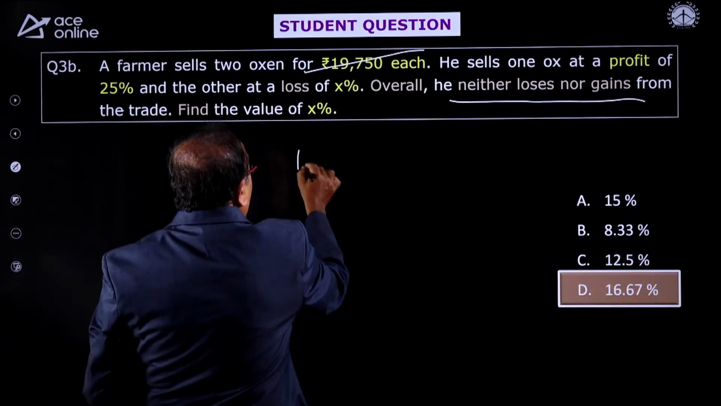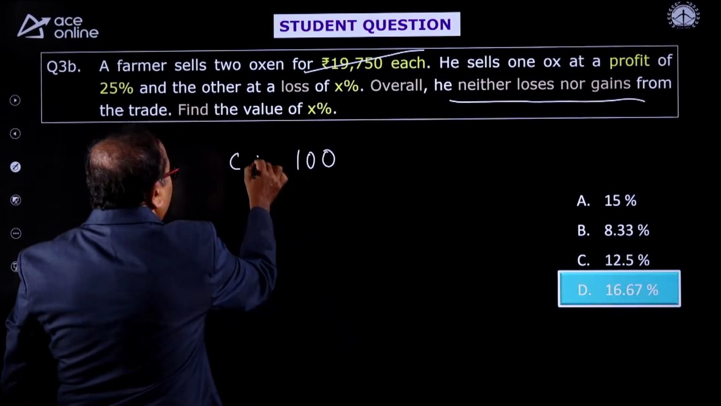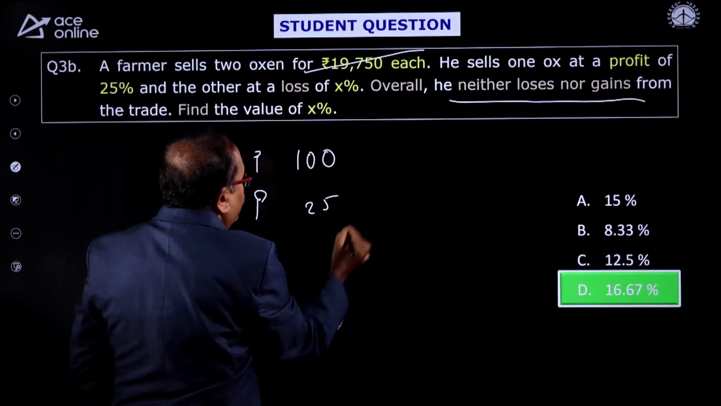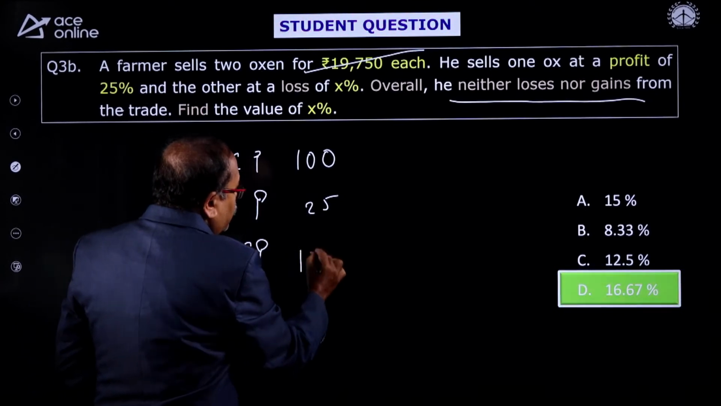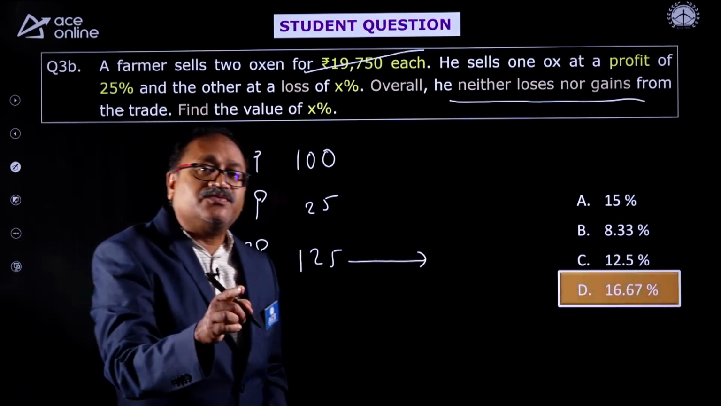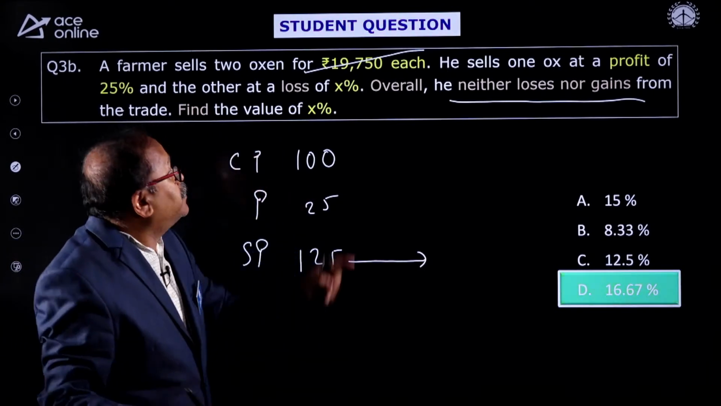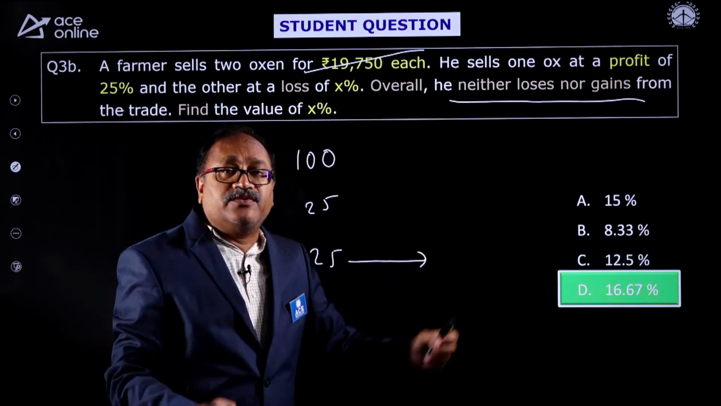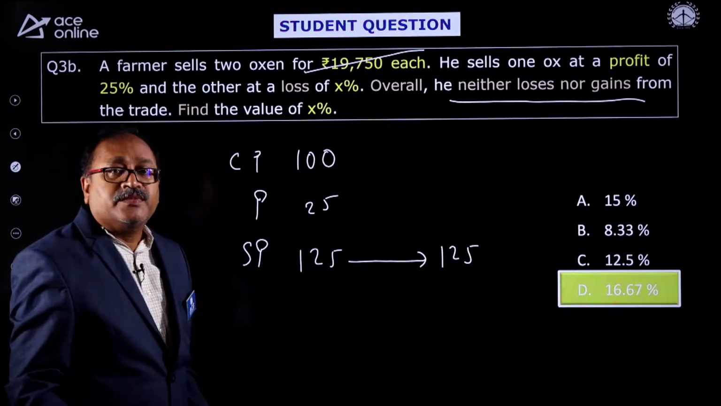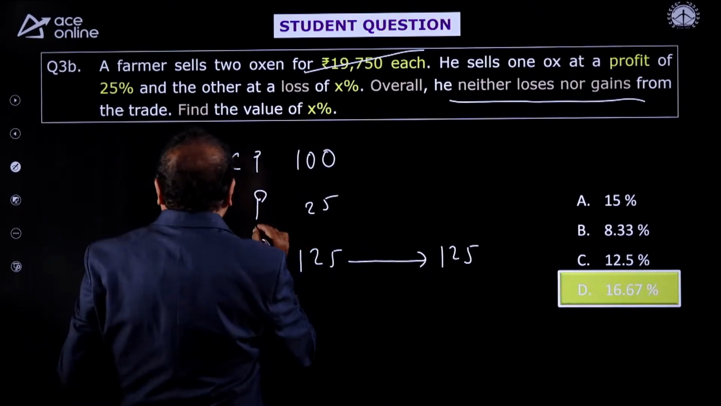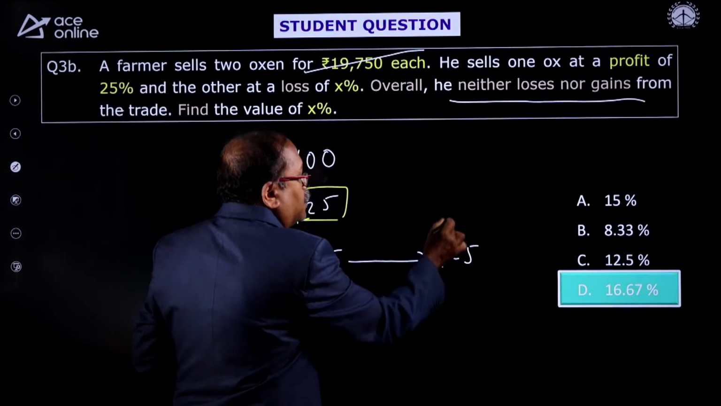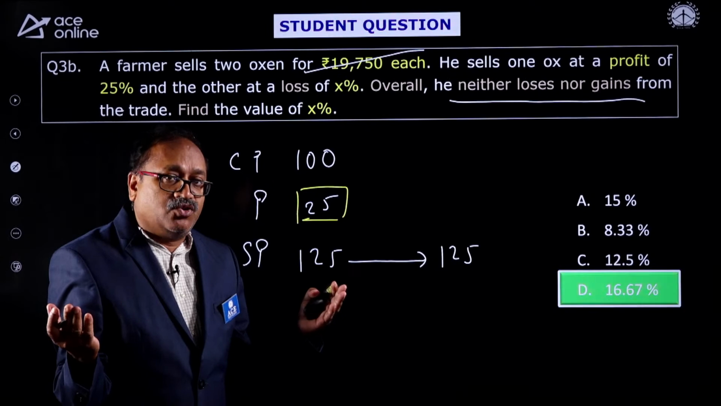Let the CP be 100. There is a profit of 25%, so the profit is 25. Then what will be the selling price? The selling price will be 125, and it is said that the selling price of the two articles is the same. So this one remains 125. Whatever profit you get here, you get the same loss in the other article. Therefore, there is no profit and no loss.